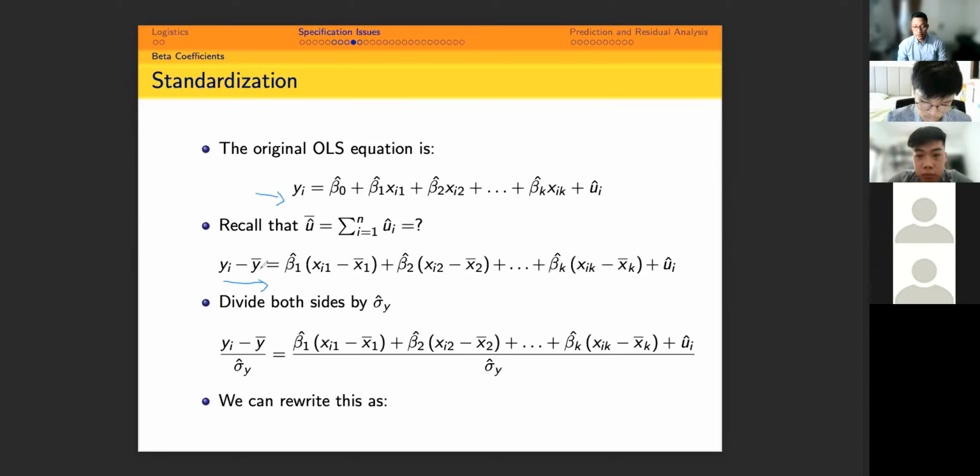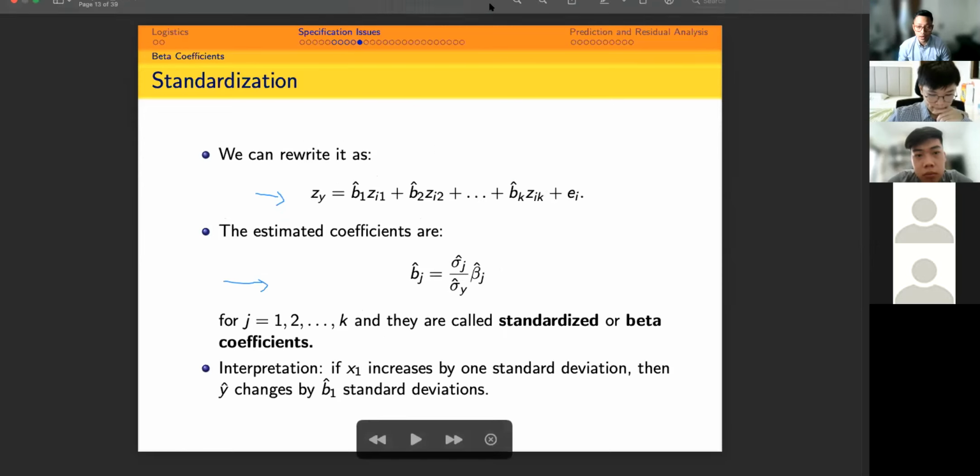Now, the next thing that I'd like to do is divide both sides by the standard deviation of y. If we divide by the standard deviation of y on the left-hand side, then we'll also have to divide on the right-hand side. Well, hold on. We don't have y on the right-hand side. So what should we do? That's something for us to discuss after this. We're going to do a very simple transformation.